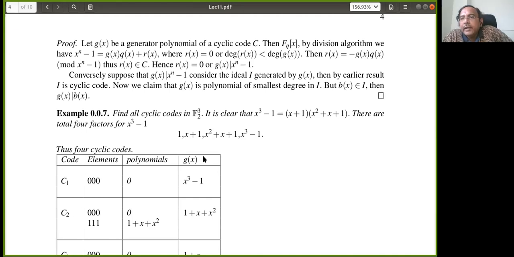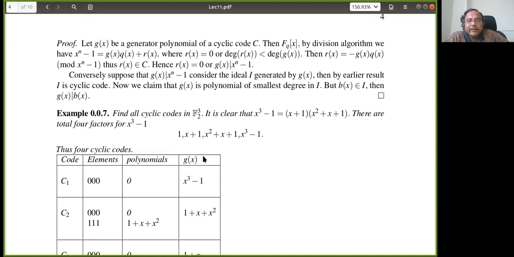Yeah, Vaishnavi, please go ahead. The x cube minus 1 has to be (x minus 1) into (x square plus x plus 1). Right. What are the divisors of this x cube minus 1? 1 is a divisor. x plus 1 is a divisor. x square plus x plus 1 is a divisor. And (x plus 1) into (x square plus x plus 1), that is the entire x cube minus 1. These are the only divisors.